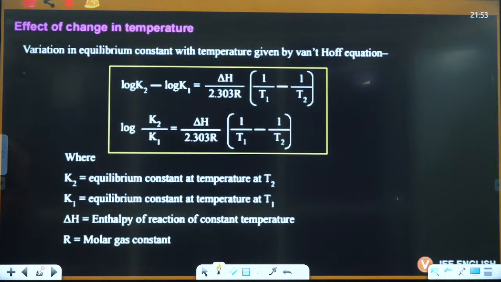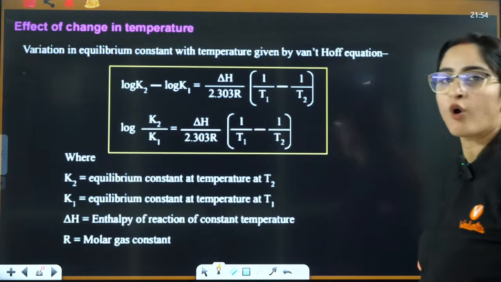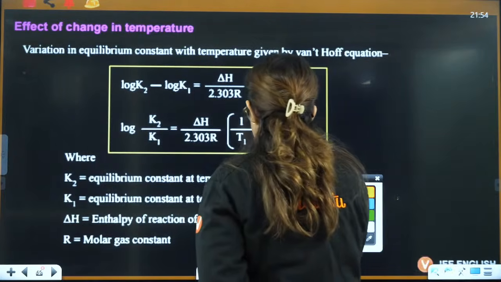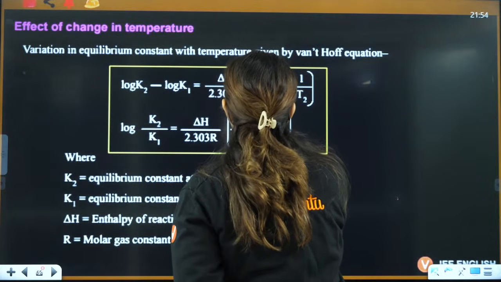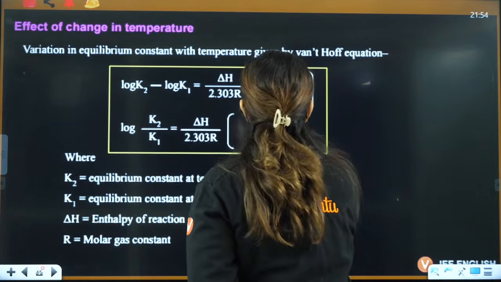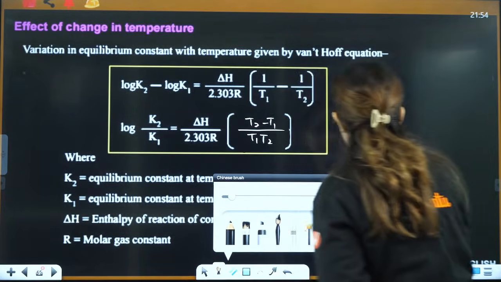Yes, effect of temperature. If you see this over here, this is the Clausius-Clapeyron equation. How many times have we done this in chemical equilibrium before as well? This is, I think, the third or fourth time I'll be teaching you this. So do I need to do this again? T1 into T2, T2 minus T1. We have discussed this before as well.